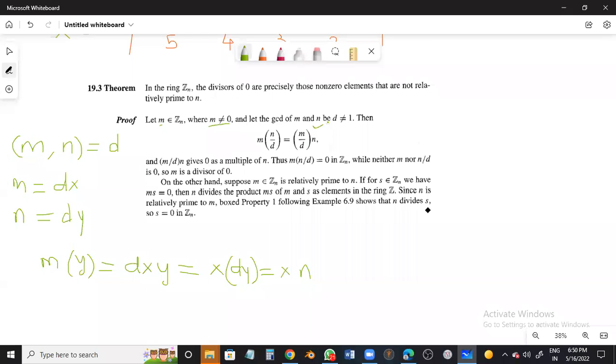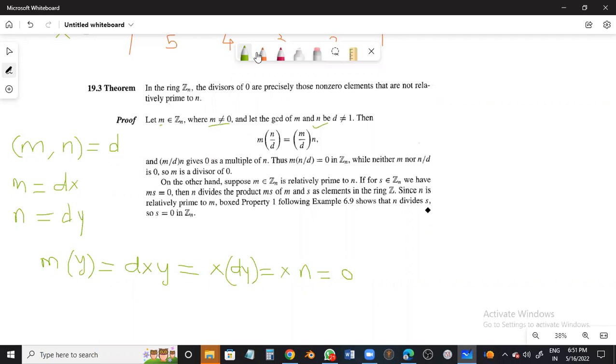This is what we mean by this statement. m upon d means x. n upon d means y. So what we got? m into y is nothing but x into n. Now, m times n upon d gives 0 as a multiple of n, because what you are saying, divisible by n. It's a product of n. Means in Zn, this value is equally 0.